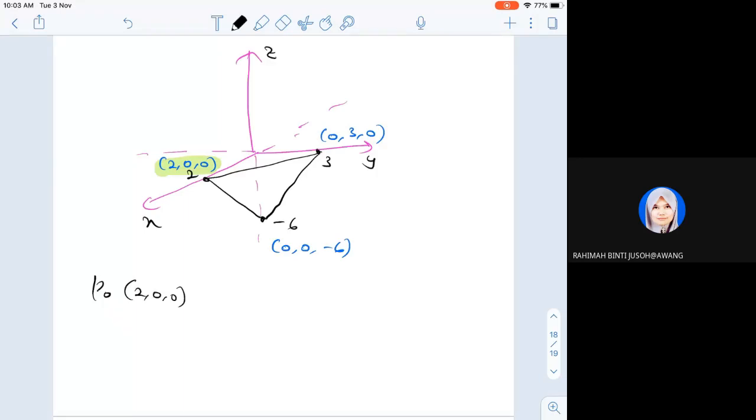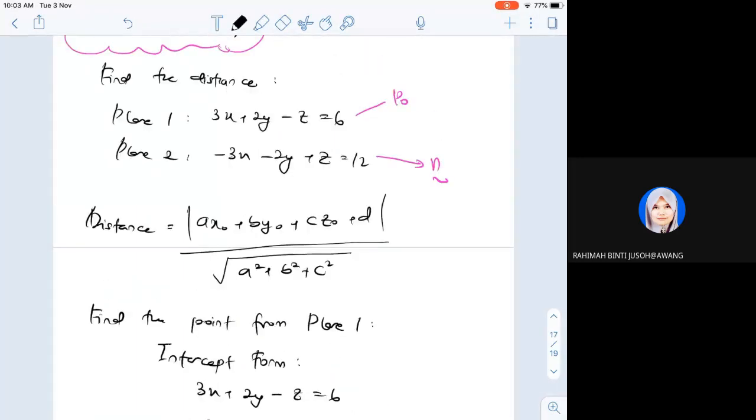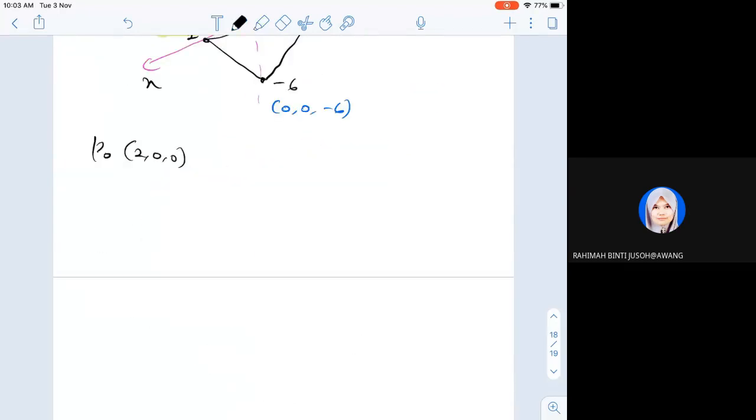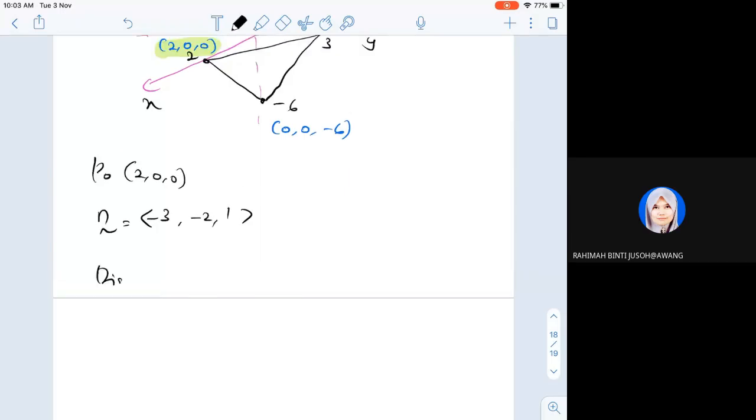Okay, now the normal vector. Normal vector we take from the second plane. So of course we can get negative 3, negative 2 and 1. So the normal vector is negative 3, negative 2 and 1. So just substitute into this formula. Formula of distance equals to ax naught. Okay, jap. This is your x naught, y naught and z naught, and this is your a, b and c. Okay, so the distance is ax naught, 2 times negative 3 plus 0 plus 0 plus d.